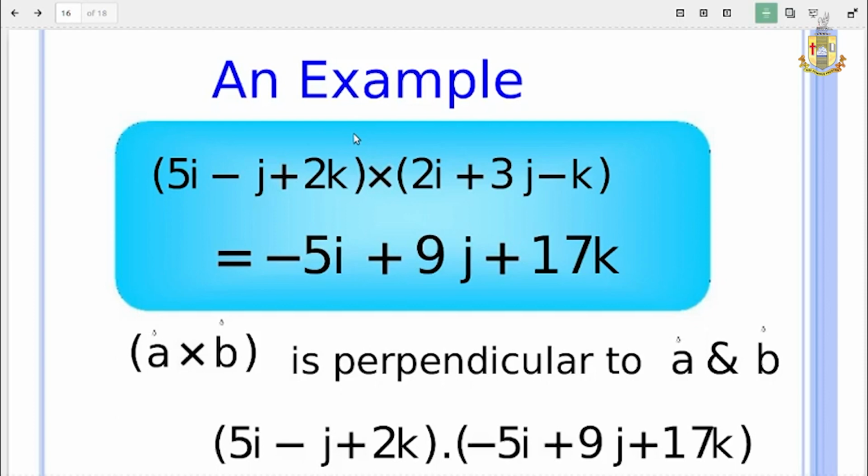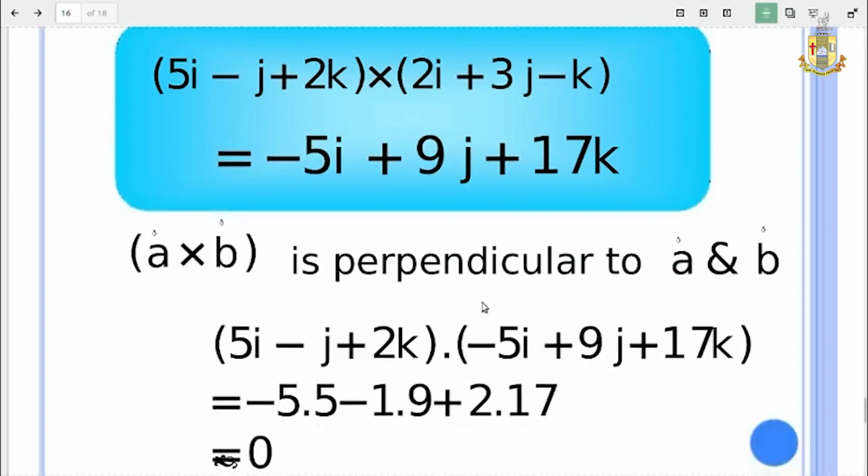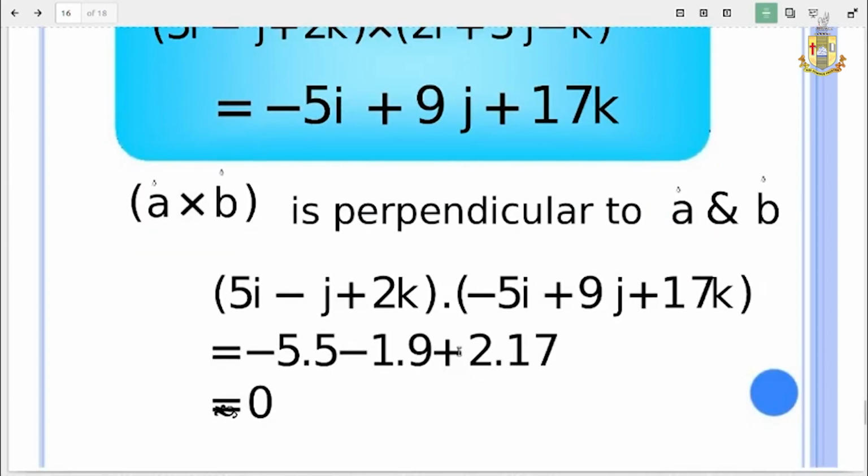The dot product is used to find the angle between two vectors or the length of the vectors. So to check perpendicularity, we do the dot product: 5i minus j plus 2k vector dot minus 5i plus 9j plus 17k vector. We get this equal to 0. So it is perpendicular to the two vectors, A and B, as given by the cross product.